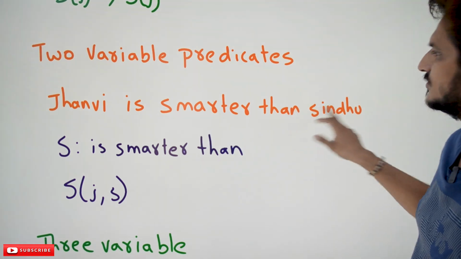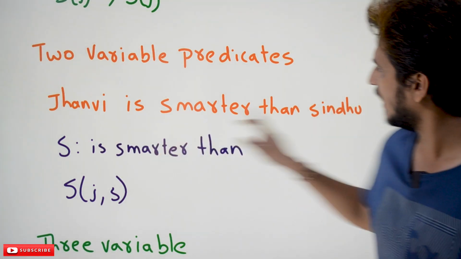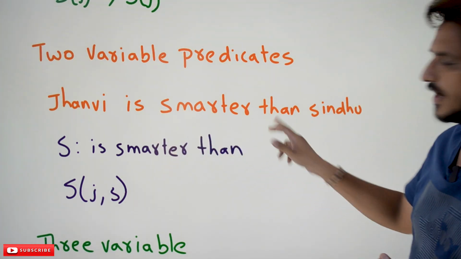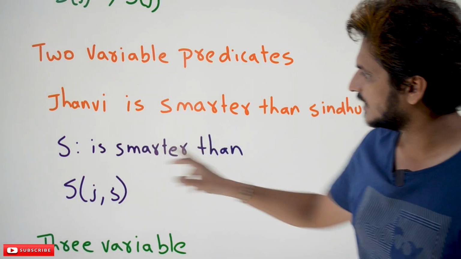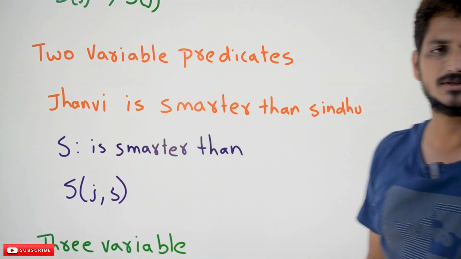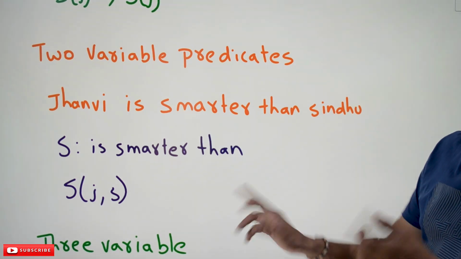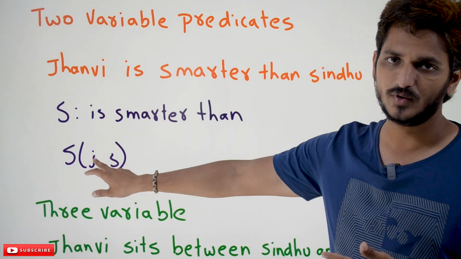Jhanvi is smarter than Sindhu. Here we have two subjects, Jhanvi and Sindhu. Our predicate will be "is smarter than", written as capital S. S of J comma S. These are small letters, J comma S. Jhanvi is smarter than Sindhu. This is how we write the two variable predicate.